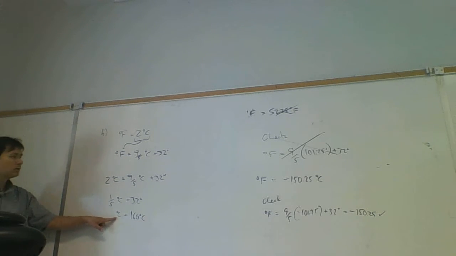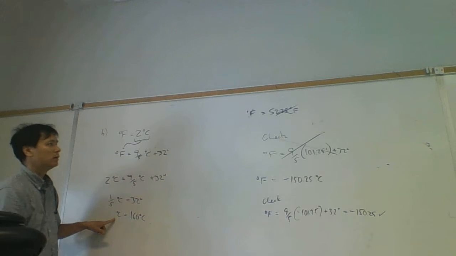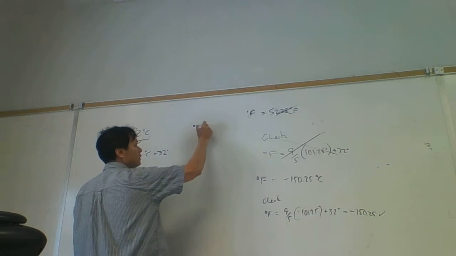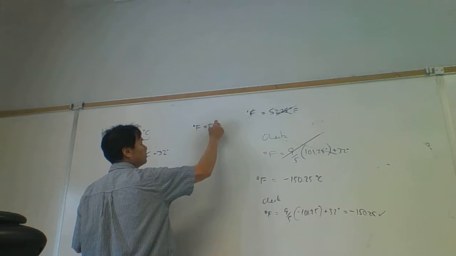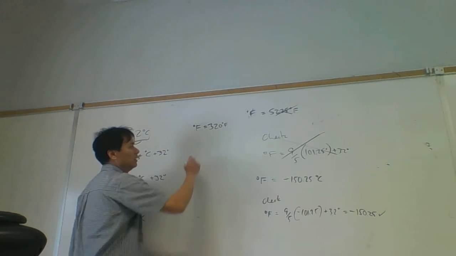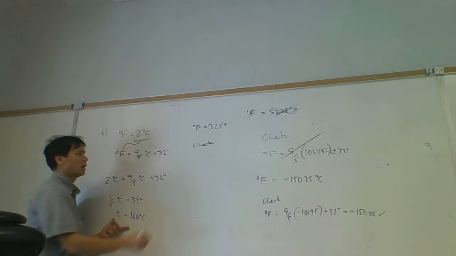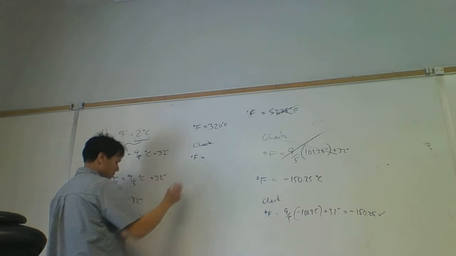So if I'm at 160 degrees Celsius, then the degrees Fahrenheit must be double it. And so the degrees Fahrenheit should be 2 times that, which would be 320 degrees Fahrenheit. And then let's check our answer. The check here is we'll just recalculate the degrees Fahrenheit based on this degrees C.